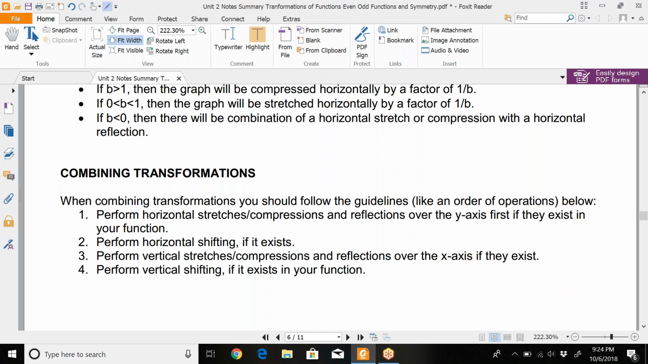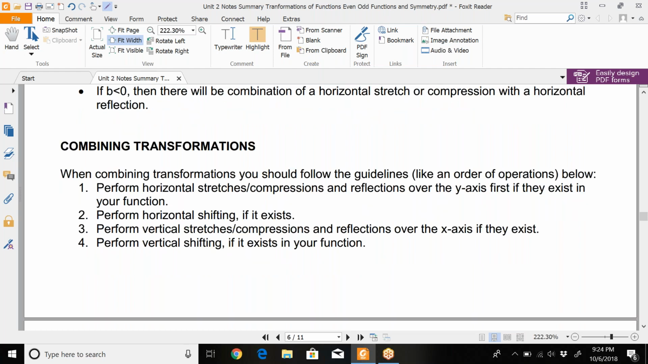Then you want to do any horizontal shifting, which means was there something added or subtracted to the x inside the function. The next thing you want to do is to perform vertical stretches and compressions and reflections over the x-axis if they exist. That has to do with, is there a number outside of the function times it, or a negative sign times it. And then the last thing is usually to perform the vertical shifting if it exists in your function.